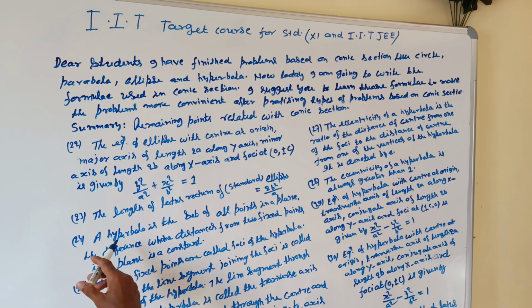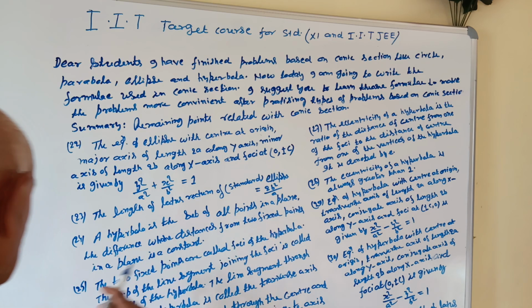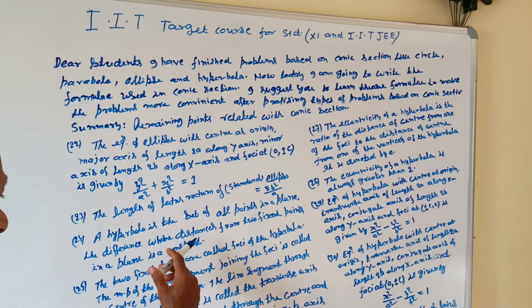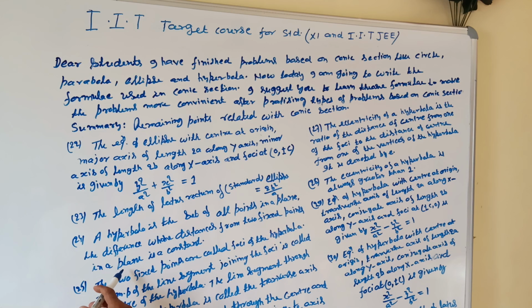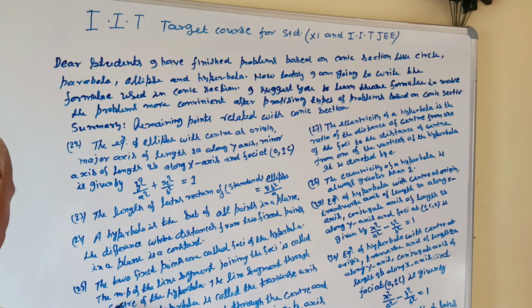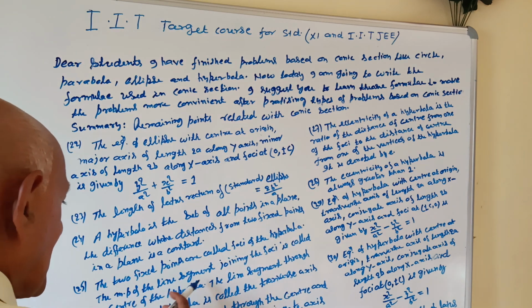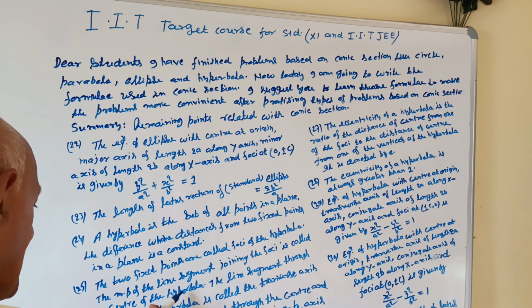24: A hyperbola is the set of all points in a plane, the difference of whose distances from two fixed points in the plane is a constant. 25: The two fixed points are called the foci of the hyperbola. The midpoint of the line segment joining the foci is called the center of the hyperbola.